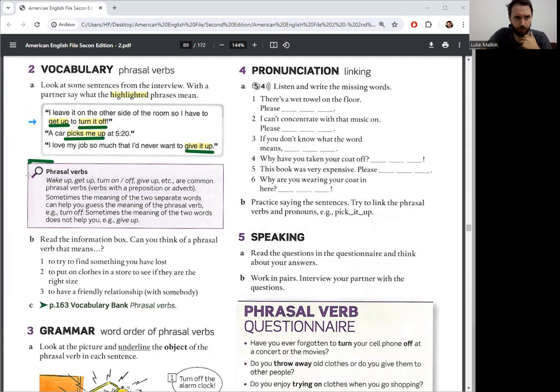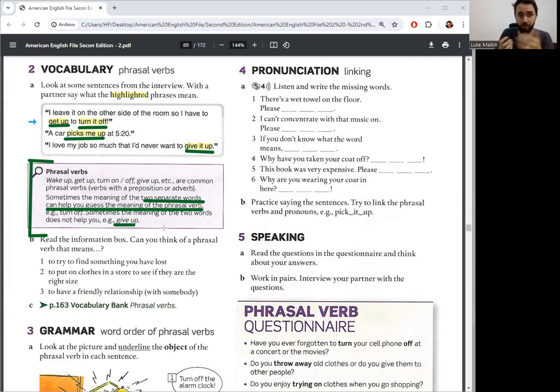Here's some information. Phrasal verbs, wake up, get up, turn on, turn off, give up, are common phrasal verbs, verbs with a preposition or adverb. Sometimes the meaning of the two separate words can help you guess the meaning of the phrasal verb, like turn off, deactivate the radio, deactivate the TV, deactivate the laptop, to turn off the light. Sometimes the meaning of the two words does not help you. This can be frustrating for students, like give up.